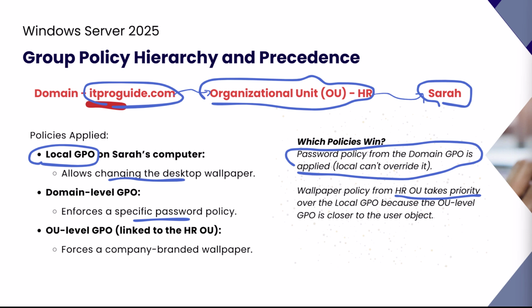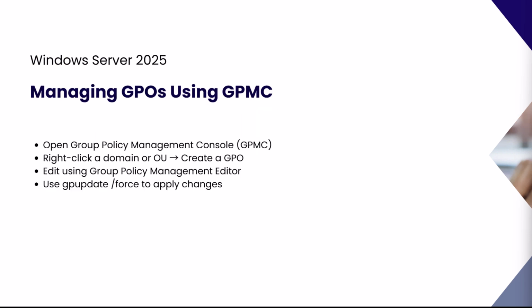How do you manage group policies in Windows Server 2025? To manage group policies, open the Group Policy Management console on your domain controller. From there, you can create, link, and edit GPOs. The Group Policy Management Editor is used to configure the settings, and you apply them immediately with a command called gpupdate /force.